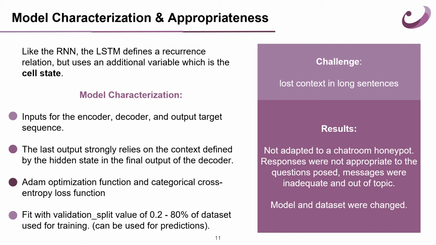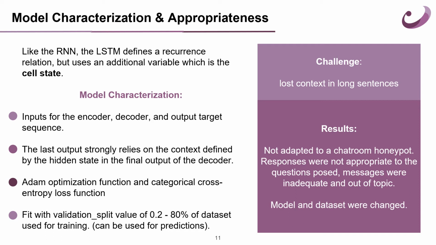Like the RNN, the LSTM therefore defines a recurrence relation, but uses an additional variable which is the cell state. In this model, the last output strongly relies on the context defined by the hidden state in the final output of the encoder. Furthermore, dealing with long sentences is a challenge, given that the context may be lost at the end of the sequence.